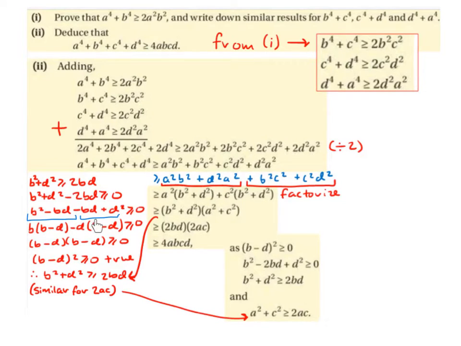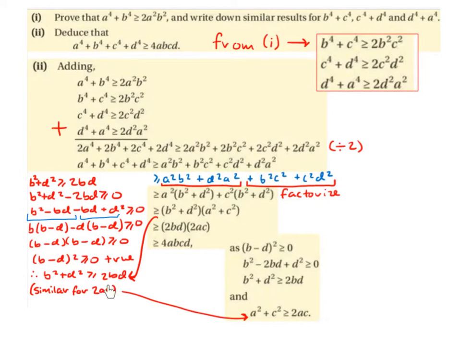Notice we have b minus d inside both brackets, so b minus d is one of our factors. Bring down the b, bring down the minus d, so b minus d is our other factor. So b minus d times b minus d gives us b minus d squared, which is greater or equal to 0, because anything squared is greater or equal to 0. So this statement is true. Therefore, b squared plus d squared is greater or equal to 2bd. So that's how the b squared plus d squared becomes 2bd.